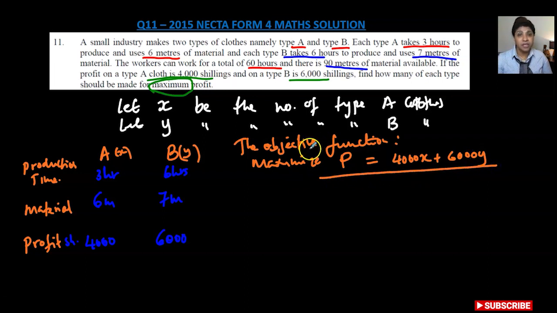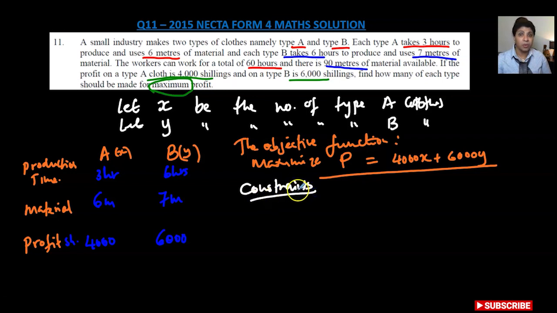What else do we need to do to complete our mathematical model? We need something to work with. We have all these conditions here: fabric, time, and the profit. So we need to put them mathematically in order to work with them. For the first one, we have the constraint of time. We call them constraints. These are basically conditions.